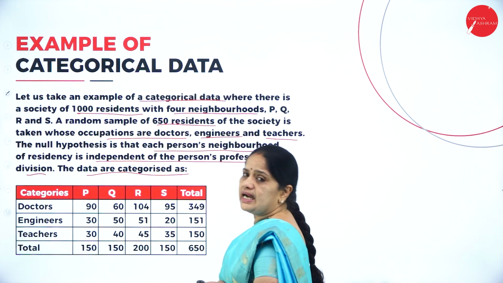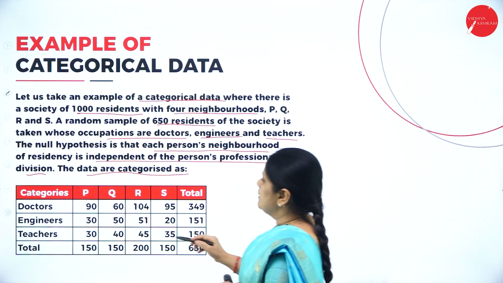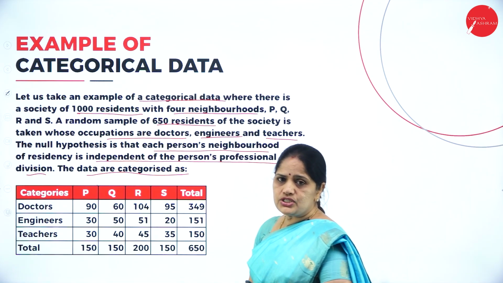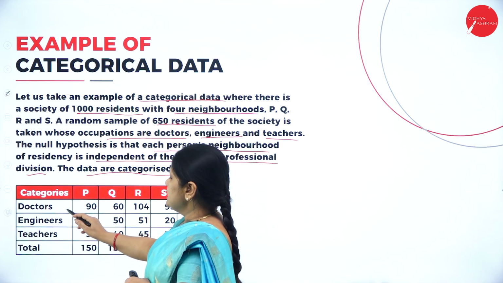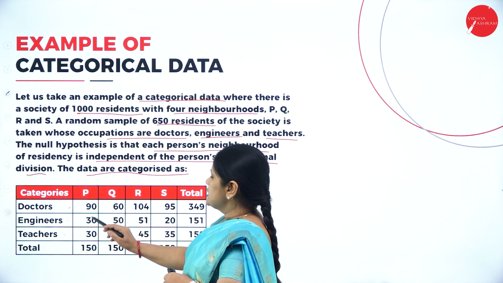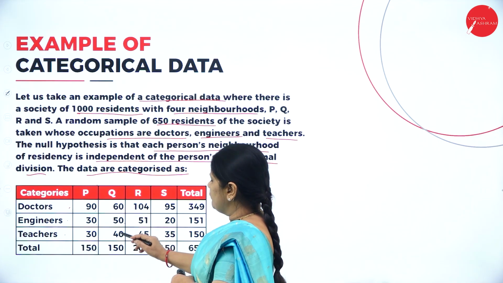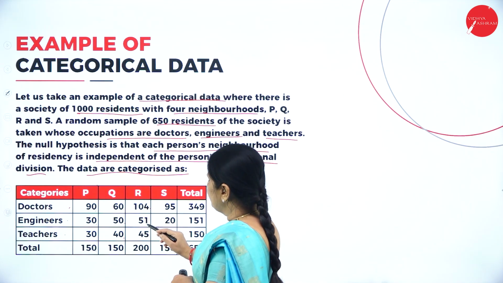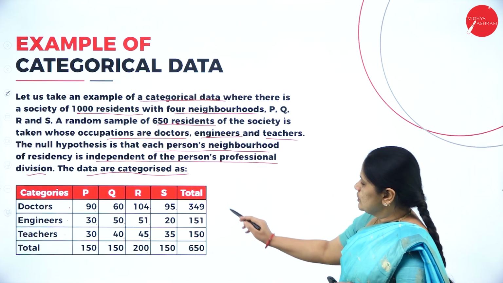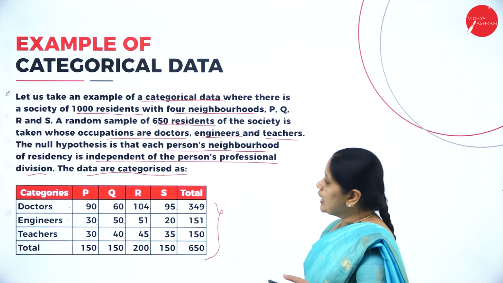The data are categorized as follows. So there is data relating to 4 neighborhoods. The neighborhoods are P, Q, R and S, and we are studying the residents of the neighborhoods: the doctors, engineers and teachers. So we have a total of 90 doctors, 30 engineers, 30 teachers in this P neighborhood. In Q we have 60, 50, 40 and 150, 104, 51, 45, 200, 95, 20, 35, 150. So we have the statistics of the doctors, engineers, teachers residing in these 4 neighborhoods.